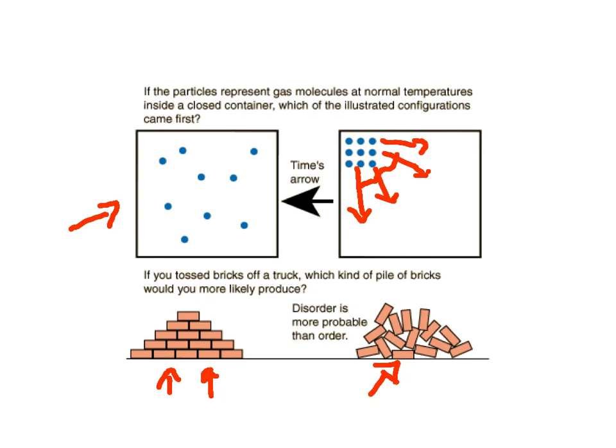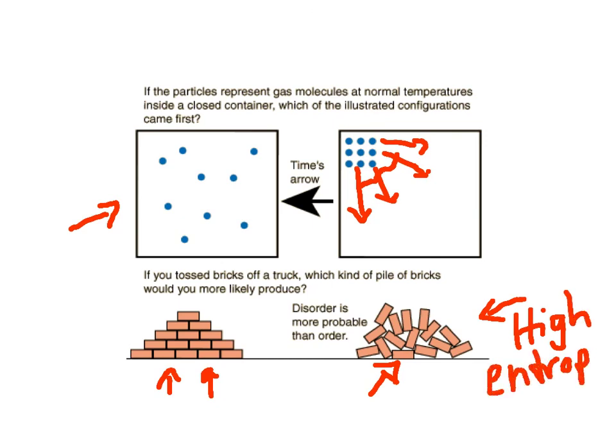So if you look at the bricks, which pile of bricks has higher entropy? Remember, entropy is a measure of the amount of disorder or chaosness. So does the organized pile of bricks have high entropy, or does the disorganized random pile of bricks have high entropy? Well, if you said this one, you're right. So the random pile of bricks has high entropy. It's low organization, high entropy. The stacked up pile of bricks would be low entropy.